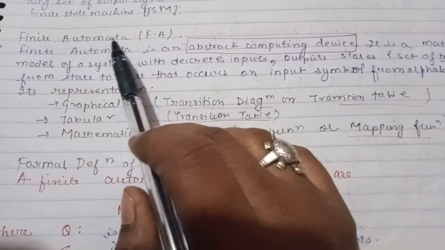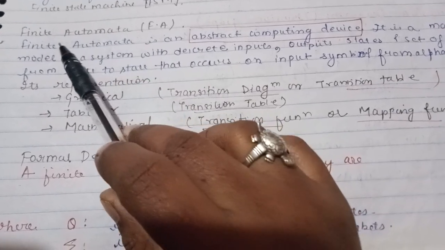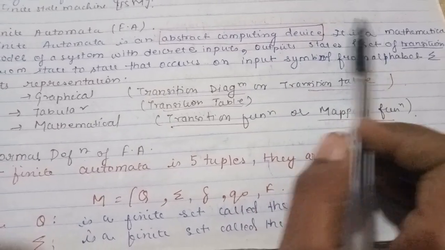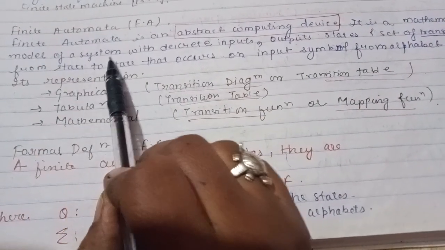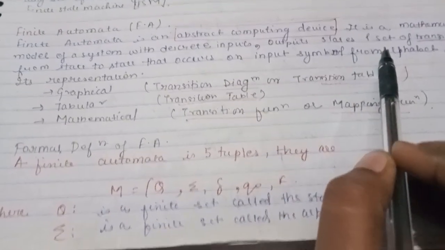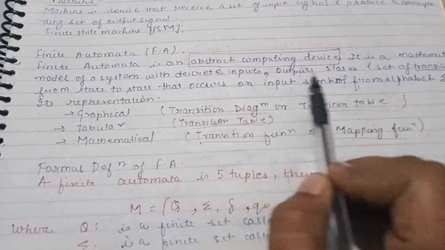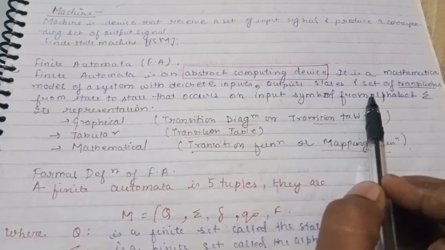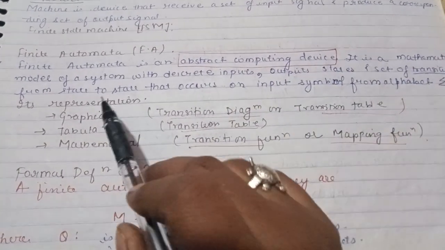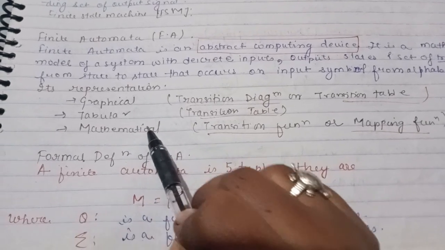Now we are going to learn about the basic introduction of finite automata theory. Finite automata is an abstract computing device. It is a mathematical model of a system with discrete inputs, outputs, states and a set of transitions from state to state that occurs on input symbols from alphabet sigma. It has three representations, that is graphical, tabular and mathematical.